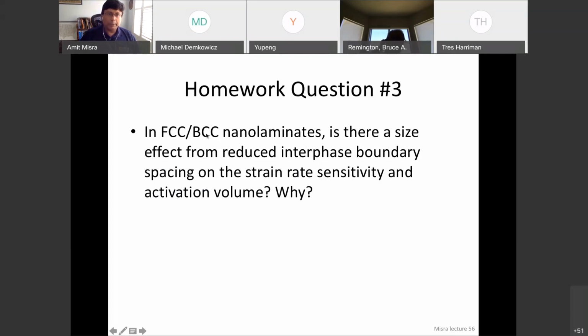We often study these nanolaminates, FCC, BCC, like copper iron or copper niobium or copper tantalum as model systems, but a lot of these are also examples that you will see in ferritic austenitic steels, the same kinds of interface boundaries. If you were to reduce it to a very fine scale, would you see a change in strain rate sensitivity and activation volume?